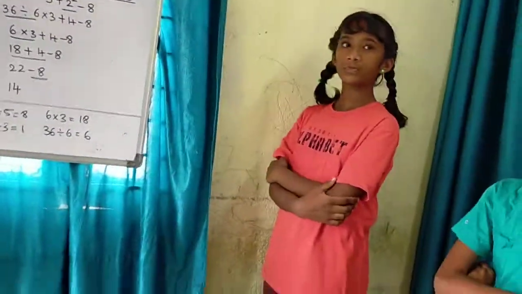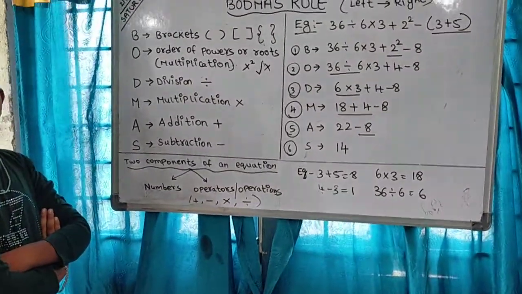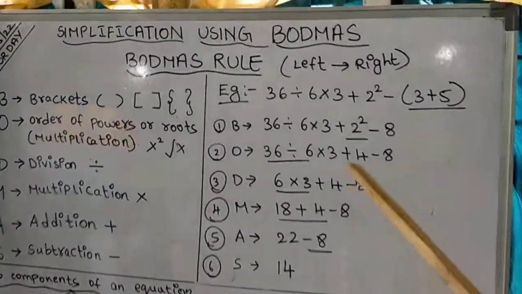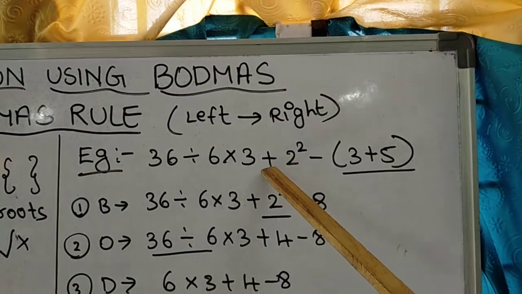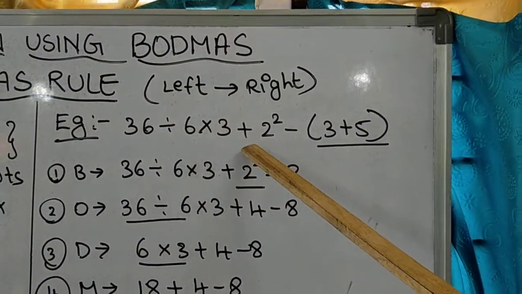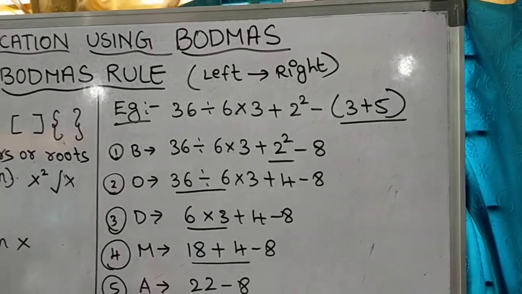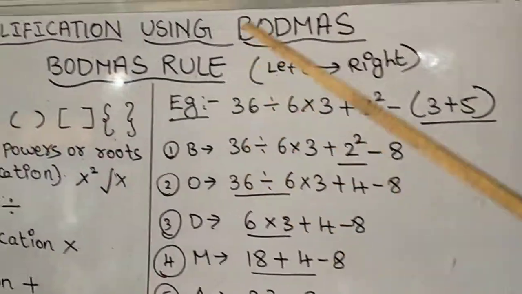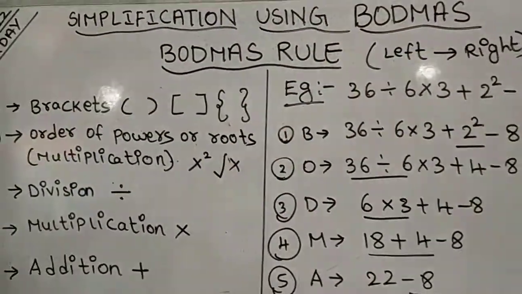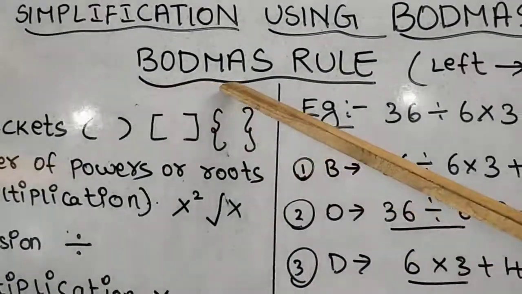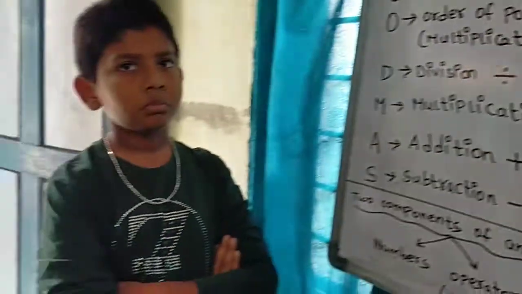Okay, fine, good. So you have listened in 5th class and 6th class. So we are using Bodmas rule to solve complex questions which involve all 4 arithmetic operations: division, multiplication, addition, subtraction. When it involves all 4 arithmetic operations, that time we use Bodmas rule to simplify that equation. Understood, kids? Now Bodmas is an acronym. What do you mean by acronym?